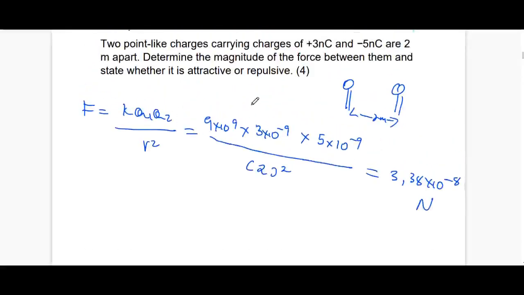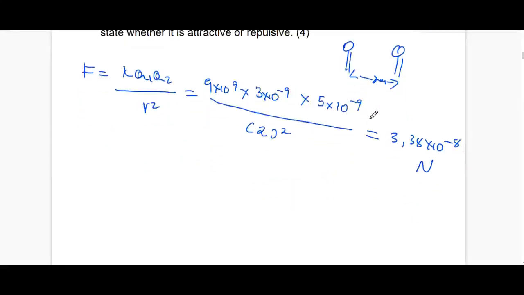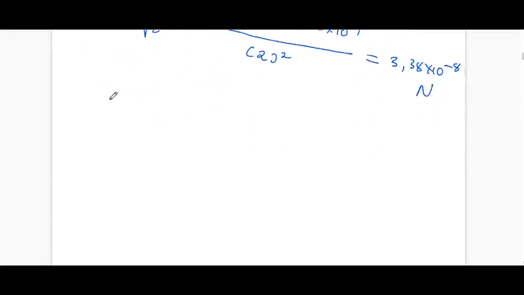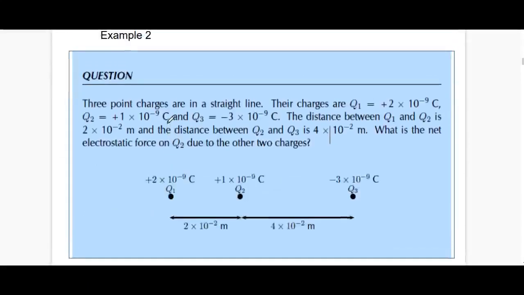Now the other question asks whether this is attractive or repulsive. How am I going to know? I have to check my signs. I have positive and I have negative. Because I have positive and negative, these charges are unlike charges, so they attract each other. Because it's positive and negative, we say it is attractive. So let's go to example 2.